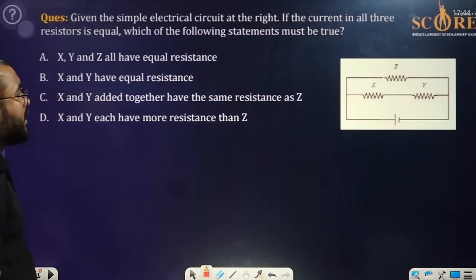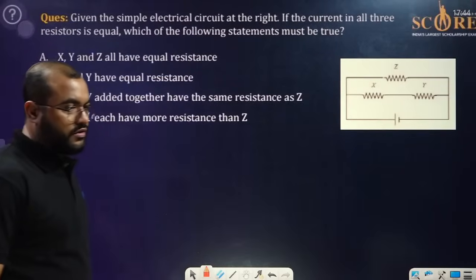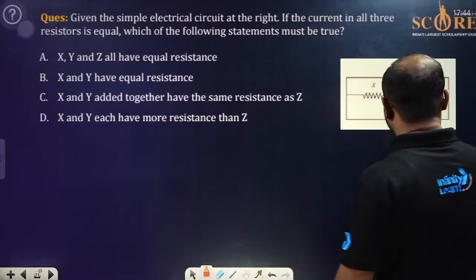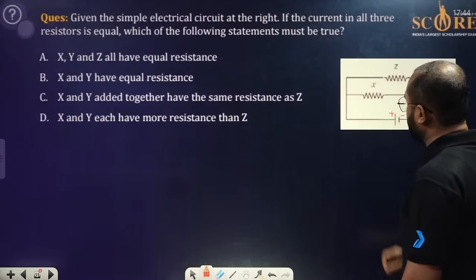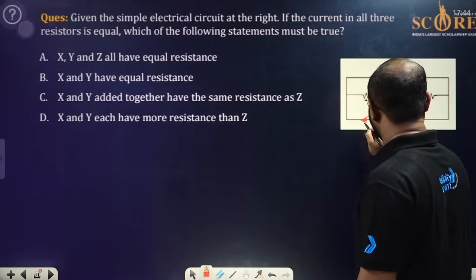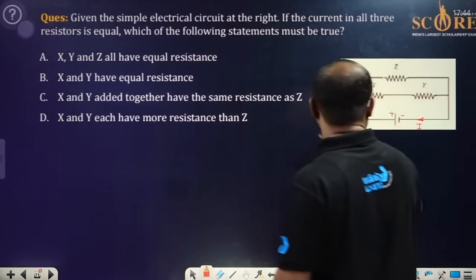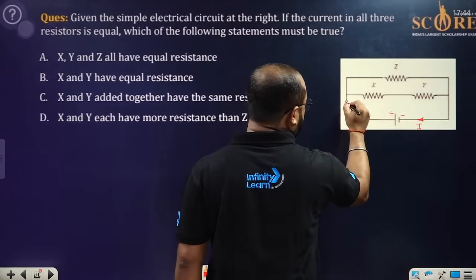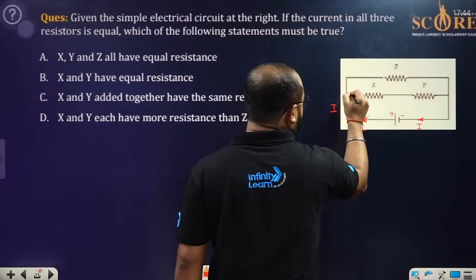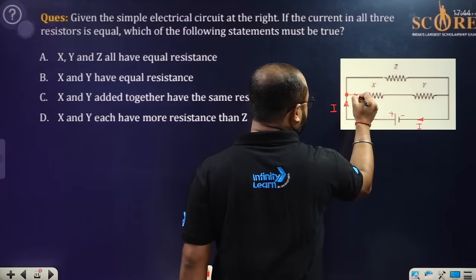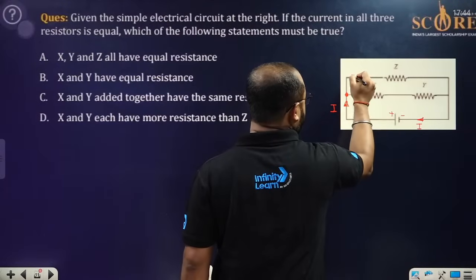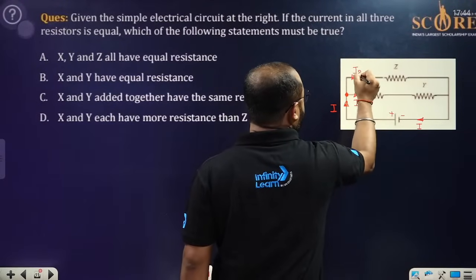Let us move forward. Now, what will be the answer for this following question? As you can see, this is positive and this is negative. The current I will be coming out from the positive terminal and the current I will be getting into the negative terminal. Till here, it is I only. But at this particular junction, that is divided into I1 and I2. But there is a problem.